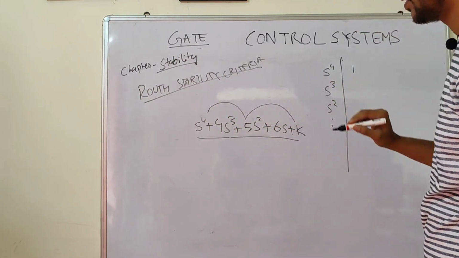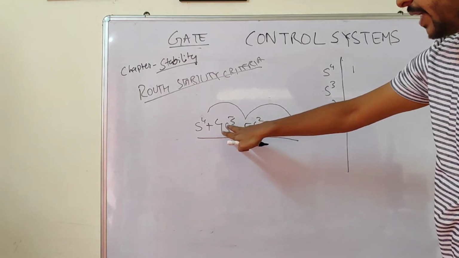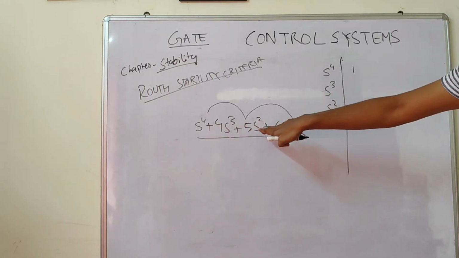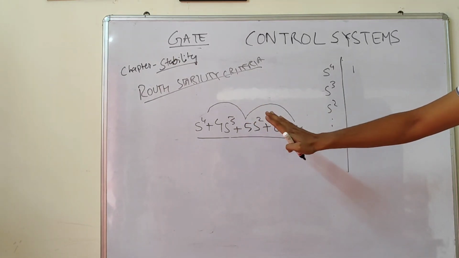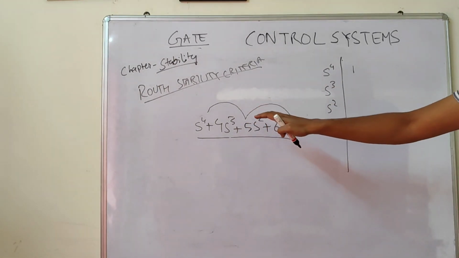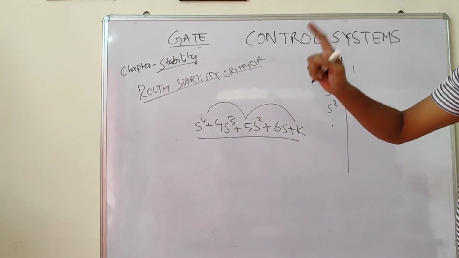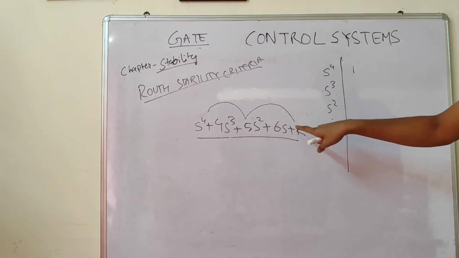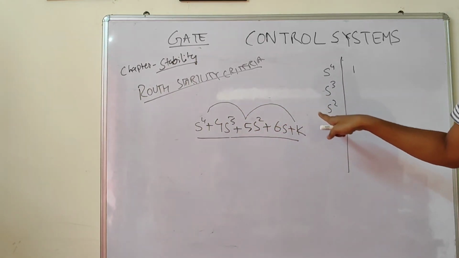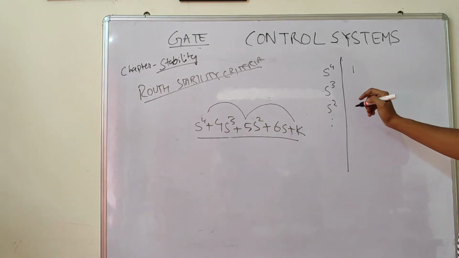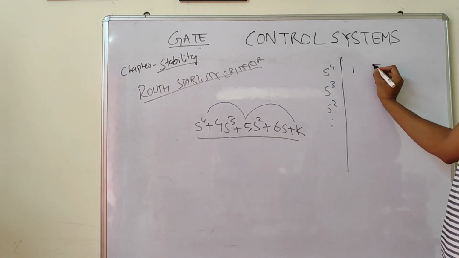Okay, by the way, all the powers of s should be there. If any of the powers is missing, let's say this s square was not there, then we can right away say that the system is unstable. I mean, there is no value of k for which this will be stable. So the first criterion is that all the coefficients should be there. All the powers of s should be there. Okay, which is there in this case. So we need to dig in further.